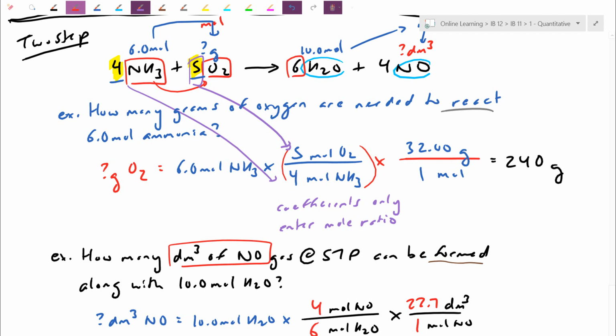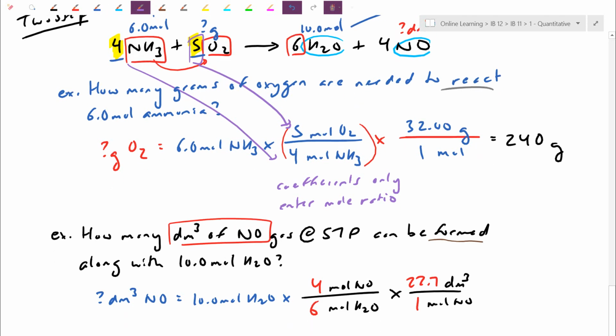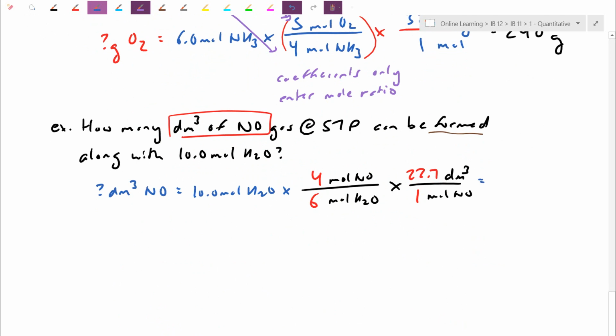Sometimes your recipe may even have the same coefficients. Let's say this had instead been comparing NH3 to NO. Both of them happen to be 4. I would still show the ratio 4 divided by 4, but I wouldn't bother typing it in because I would end up just multiplying by 1. So that way you can trace your steps a little bit here.